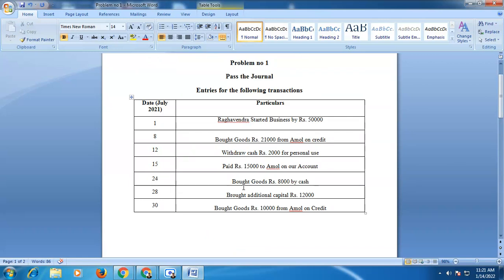So here Raghavendra started business. So we know for the purpose of starting the business, what you required. What you required for starting the business? Capital. So we can say that 50,000 is capital. Okay, 50,000 is capital. And now think through the golden rules of accountancy. Here you can apply the golden rules of accountancy. Now how? See, Raghavendra started business. It means you all, we all are Raghavendra.